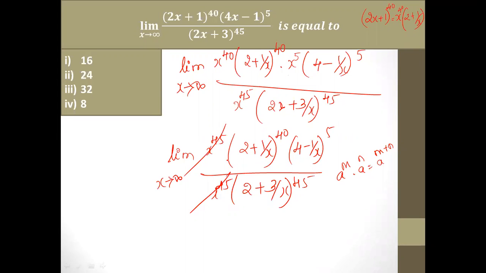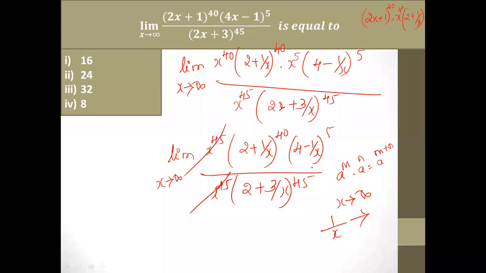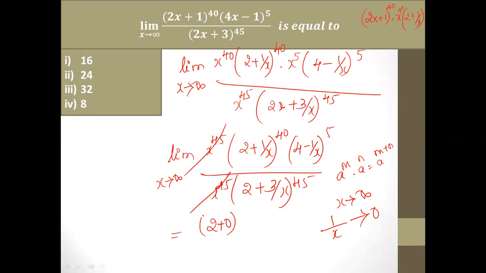So we have removed x in terms of product form, we have taken the x outside. Now as x tends to infinity, where 1 by x goes, it goes to 0. So wherever you have 1 by x term, put it as 0. So it becomes 2 plus 0 whole to the power 40, 4 minus 0 whole to the power 5 divided by 2 plus 0 whole to the power 45.